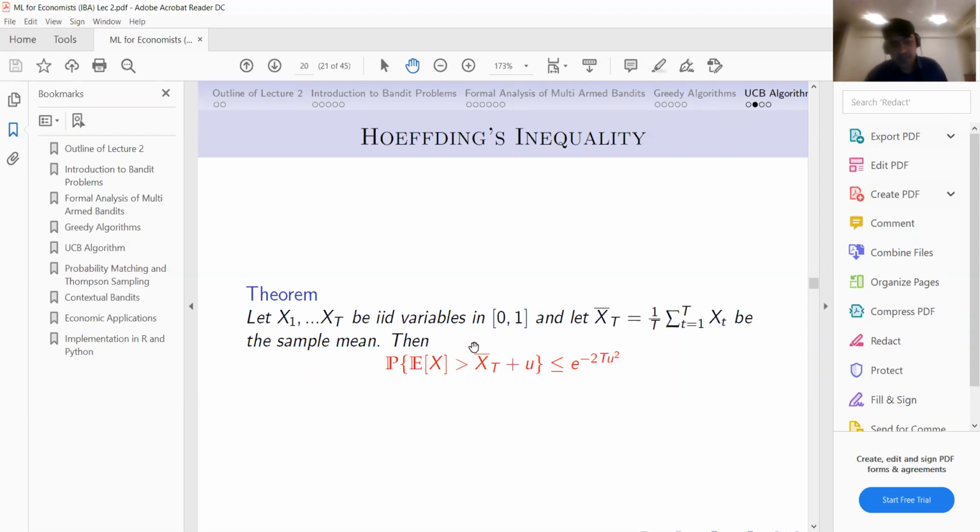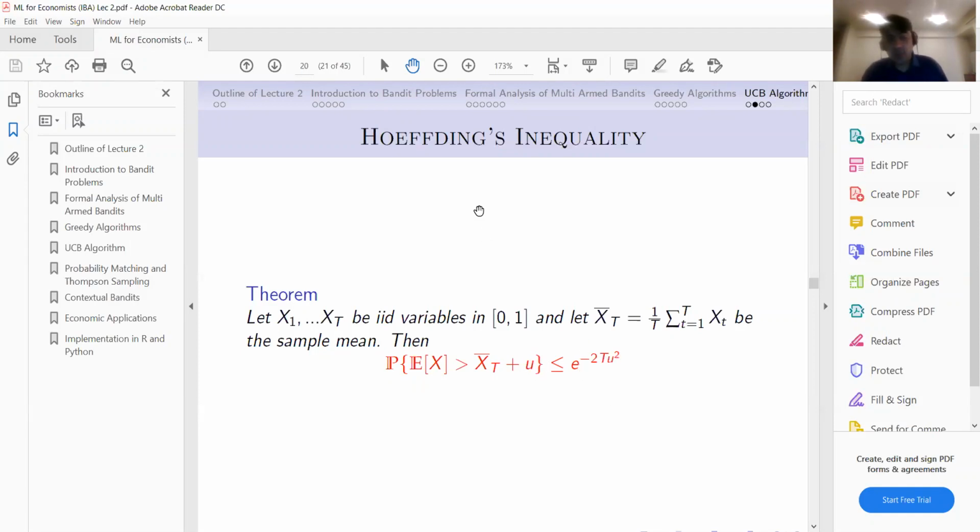Or if you just rearrange, this is telling you the probability that the expected value of x minus x bar T, which is the empirical mean you have of these random variables so far, is greater than u. The probability that your empirical mean deviates from the true mean is bounded above, because you want to bound this probability. You don't want your empirical information to be a very bad approximation to the true mean. In statistics the whole point is that you don't observe the population and you want to infer based on the sample. So you want the sample to be informative, so you want to bound this probability above.